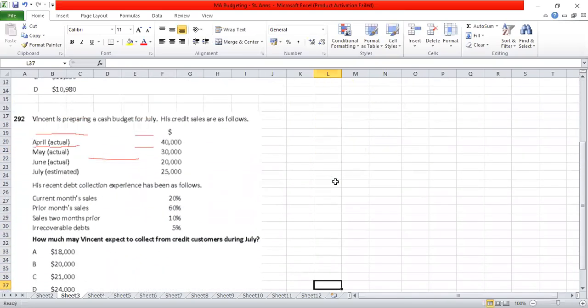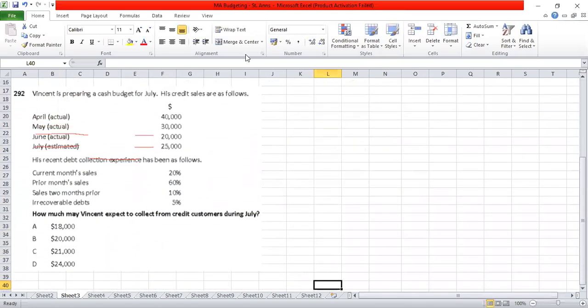Then coming to the next question, question number 292, which is there on the screen. Vincent is preparing a cash budget for July. His credit sales are as follows. April, May, June, July. For these months, we have the credit sales given. His recent debt collection experience has been as follows. There are certain percentages mentioned. How much may Vincent expect to collect from credit customers during July?